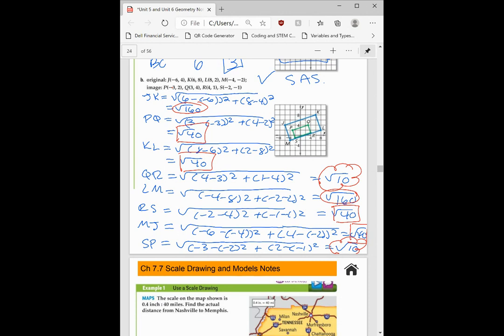Similarly to QR over KL, so QR square root of 10, KL square root of 40. If we divide those by each other, we would get 1/2. And then you guys get the idea for the rest of them. So if we did proportions for every single one, that would be true. So this proves that these triangles are similar.